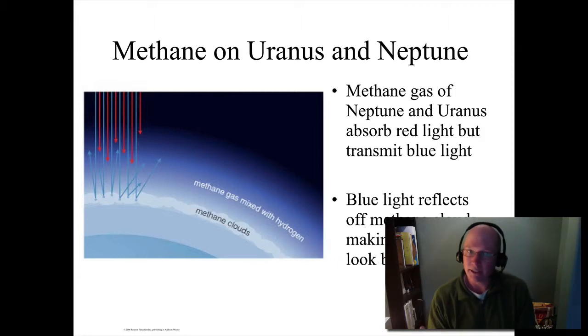But again, just by looking at the color, you can tell something about the atmosphere of the planet. So as we find these things around other stars, we'll be looking to see if the Neptunes are blue or not. And if they are blue, they're like our Neptunes. And if they're not blue, they must be like something else.